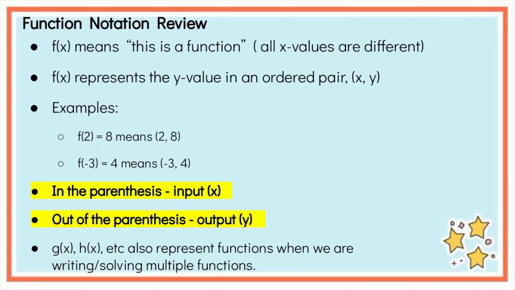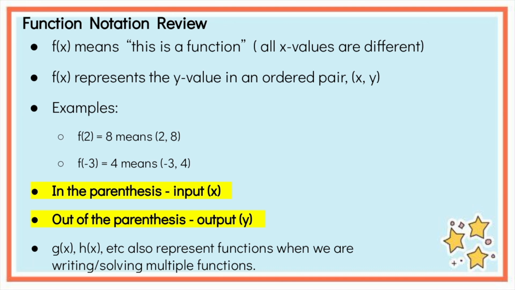f of x means that this is a function, so we don't need to determine if it's a function. If it says f of x, that means we know this is a function and all the x values are different. f of x represents the y value in an ordered pair (x, y). For example, f of 2 is equal to 8, meaning (2, 8). f of negative 3 equals 4 means (negative 3, 4). So in the parentheses is the input, out of the parentheses is the output.